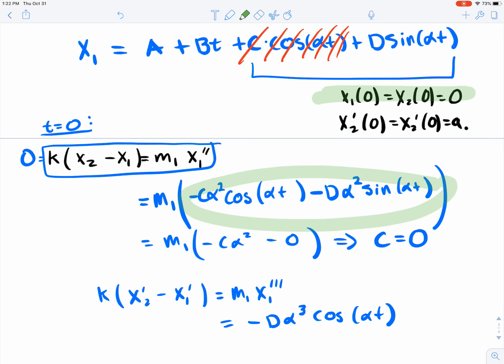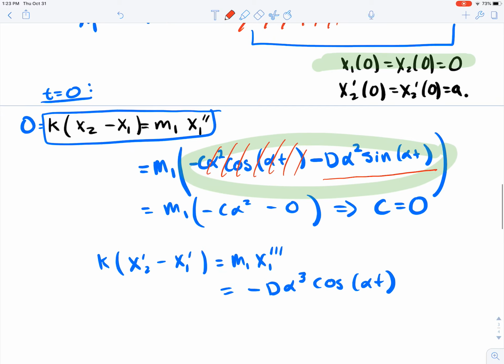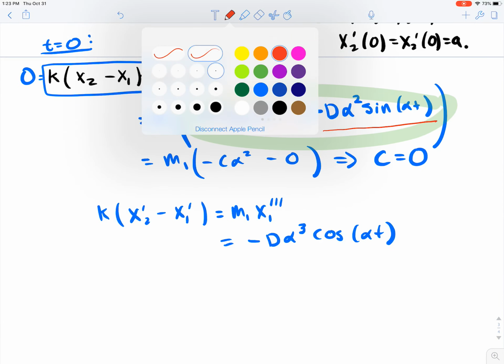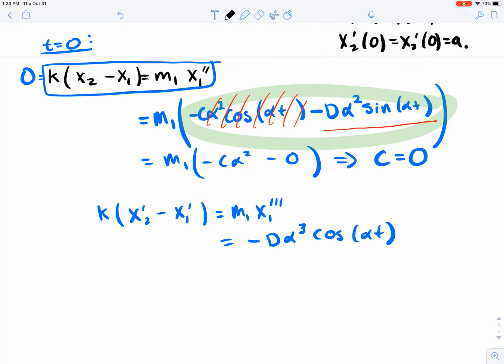So all I did is I focused my attention here. I already knew that this was gone since c is 0, and I had already taken the derivative twice. All I needed to do is take it one more time from here. So I took the derivative of the sine, got cosine, and an alpha came out. So plugging in the initial condition on the top right, I plug in 0. Then on the far left at the bottom, I'm also going to get 0.